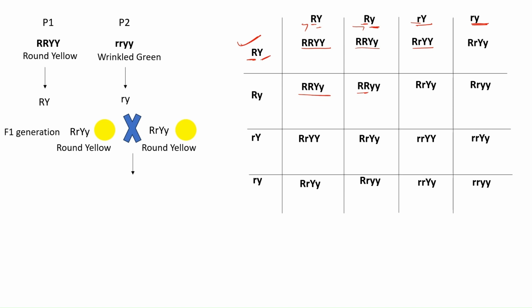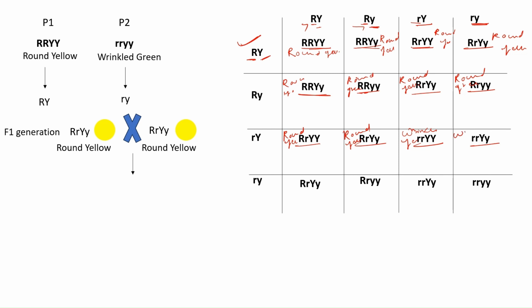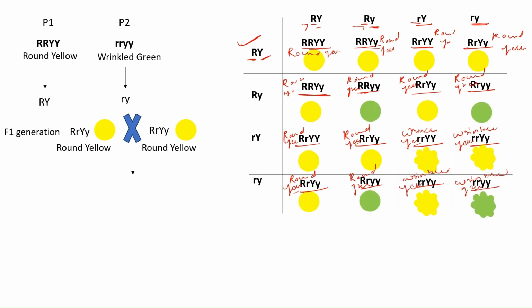Now, after filling all the columns, what are the phenotypes? If this is capital R, capital Y, here it will be round and yellow. Here it will be round and yellow. This one will also be round and yellow. This one will also be round and yellow. This one again, round and yellow. This one, round and green. This one, round and yellow. Round and green. Round, yellow. Round, yellow. Wrinkled, yellow. Wrinkled, yellow. Round, yellow. Round, green. Wrinkled, yellow. Wrinkled, green. Got it?